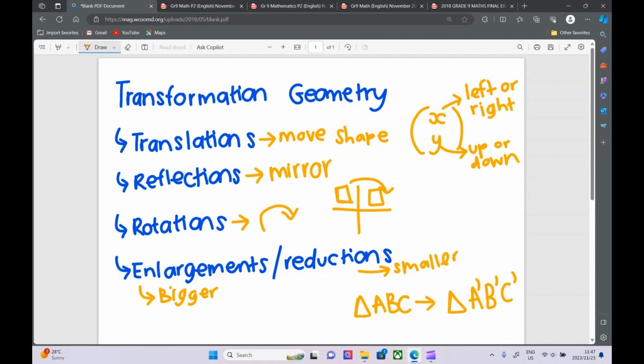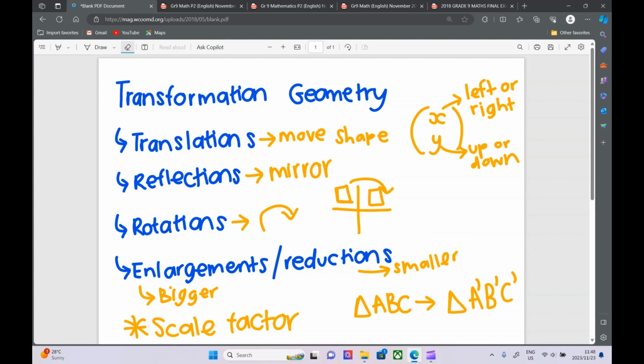Okay, for enlargements and reductions, you have what we call a scale factor. So it tells you how to scale the shape. So if it was a scale factor of 2, that means it's getting 2 times bigger. Or if it's a scale factor of 1/2, it means it's getting smaller. It's half the size. And then we also have, we rotate it about a certain point, or we enlarge it about a certain point. We'll go through that in an example rather.